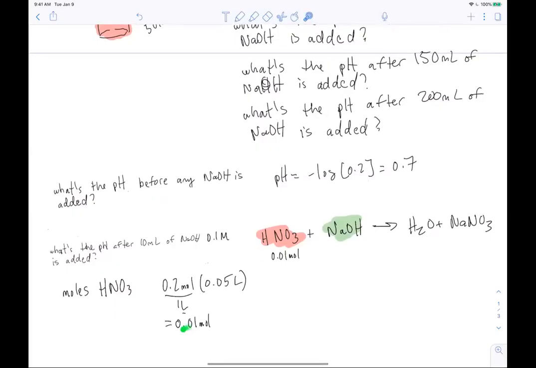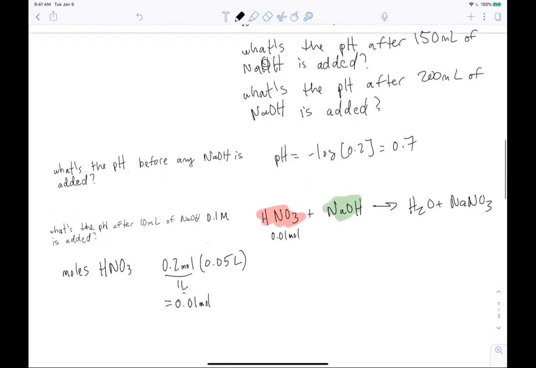But yeah, so we've got 0.01 moles of nitric acid here. And then we want to figure out how many moles of sodium hydroxide we have there. So we've added some amount of sodium hydroxide in, and we can calculate that. So we're going to back that out into moles as well.